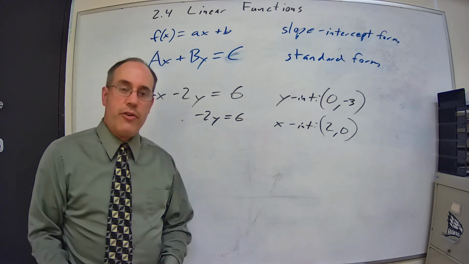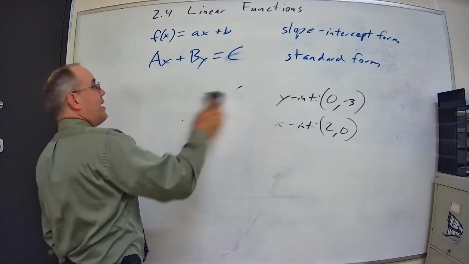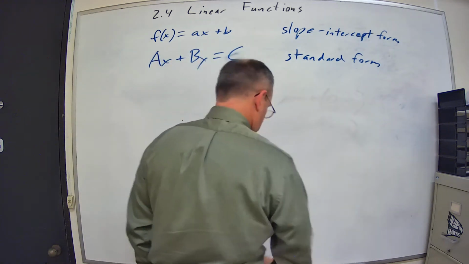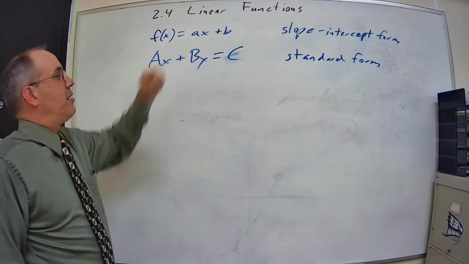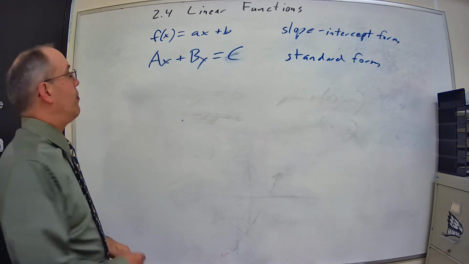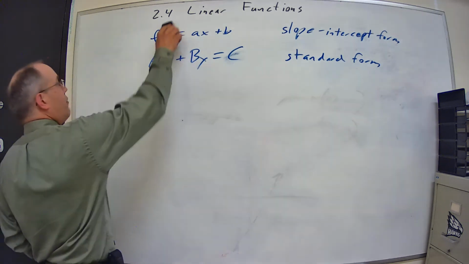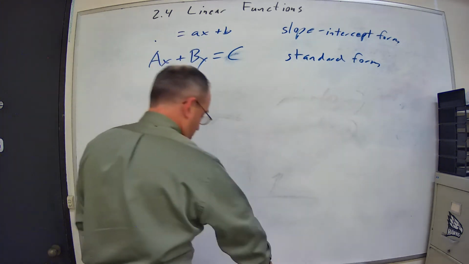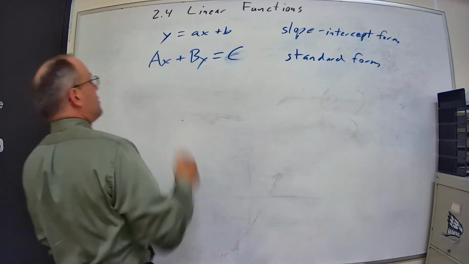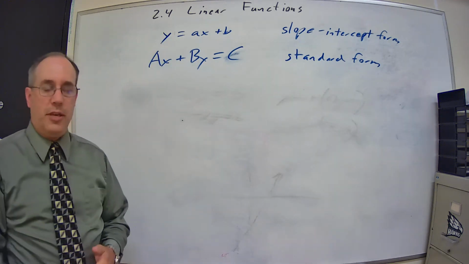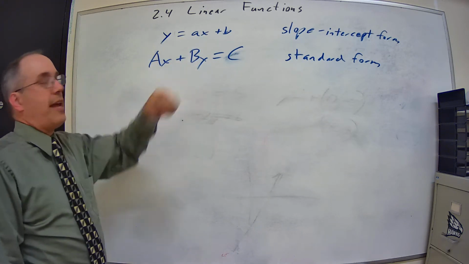So that's the standard form. Now, we can convert back and forth between the standard form and the slope-intercept form, which I'm going to come here and modify this. We know this is a function, right? But I'm going to just put this as y is equal to ax plus b. So now we have both of these in terms of two variables, x and y.